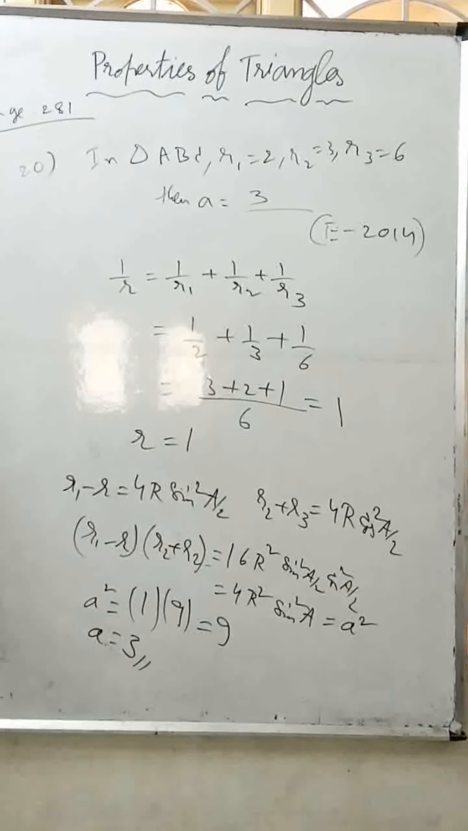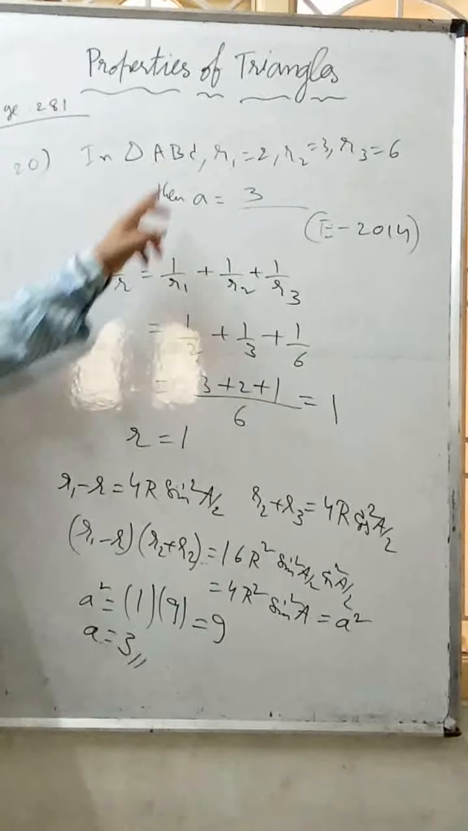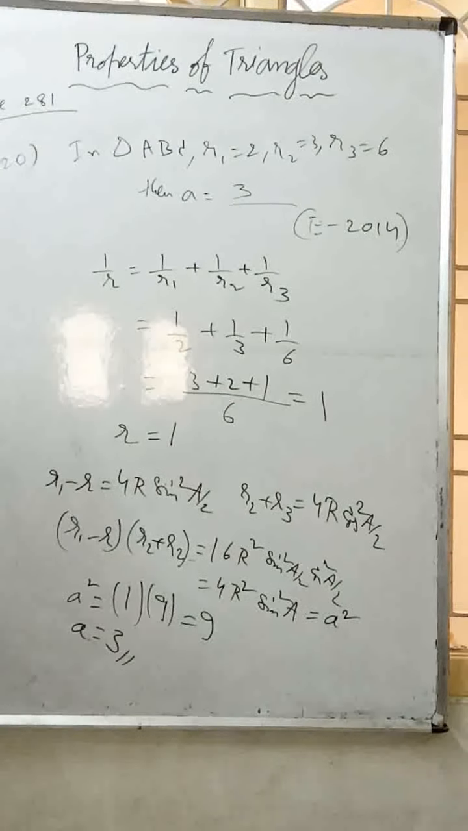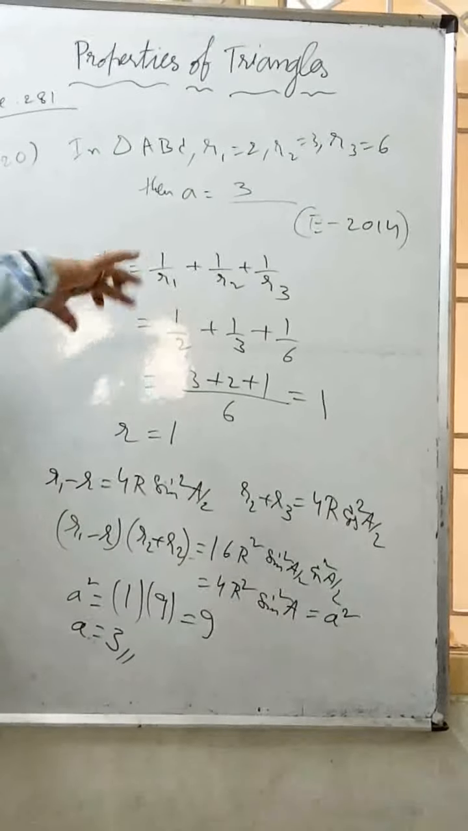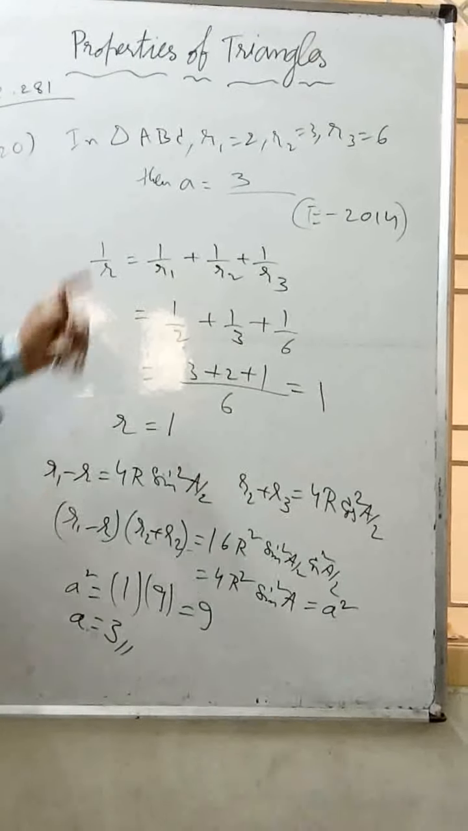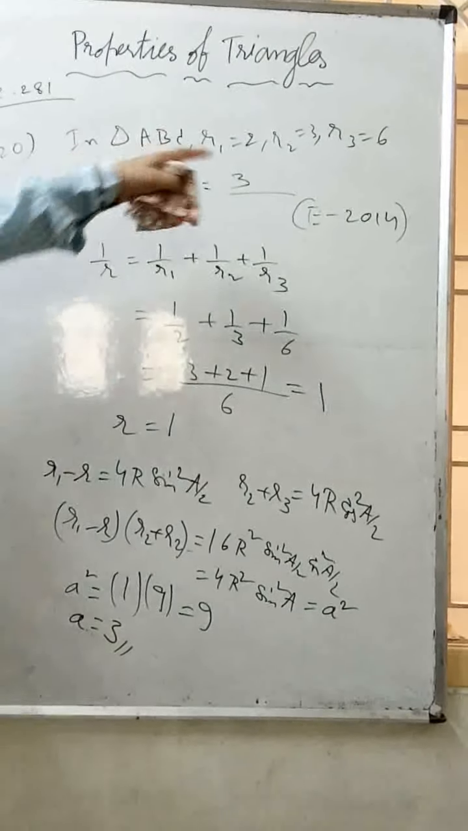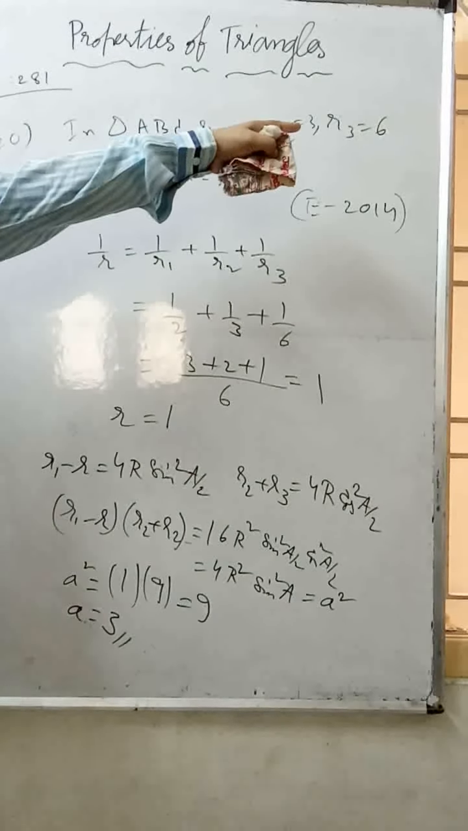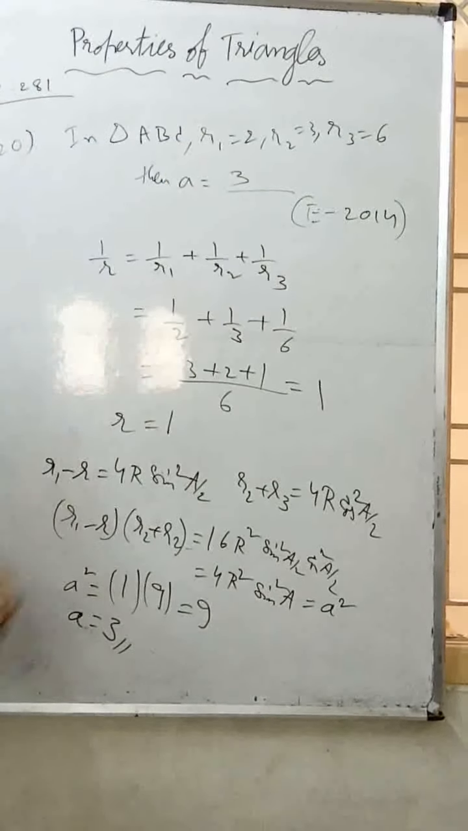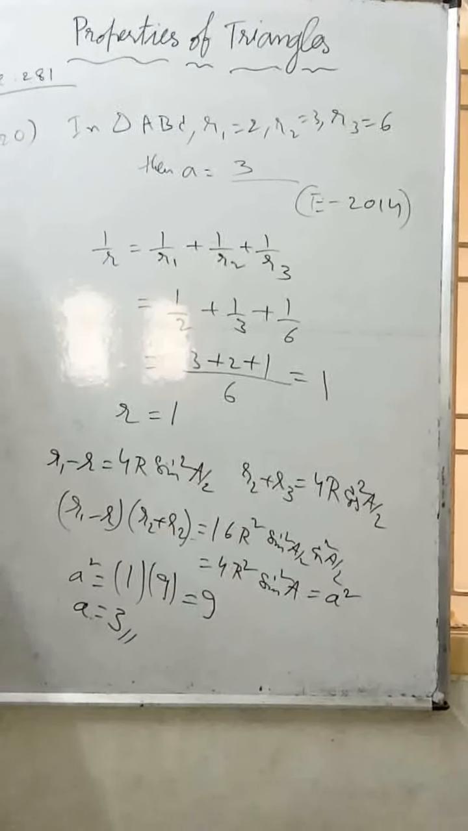Another way also we discussed. This is R. If I multiply R into R1 into R2 into R3, I will get delta. Then with R and delta, I will find S. Then R1 equal to delta by S minus A. From that I can find A. From this I can find B. From delta by S minus C I can find C. That is what we did in IPE, 7 marks. But this is objective now.